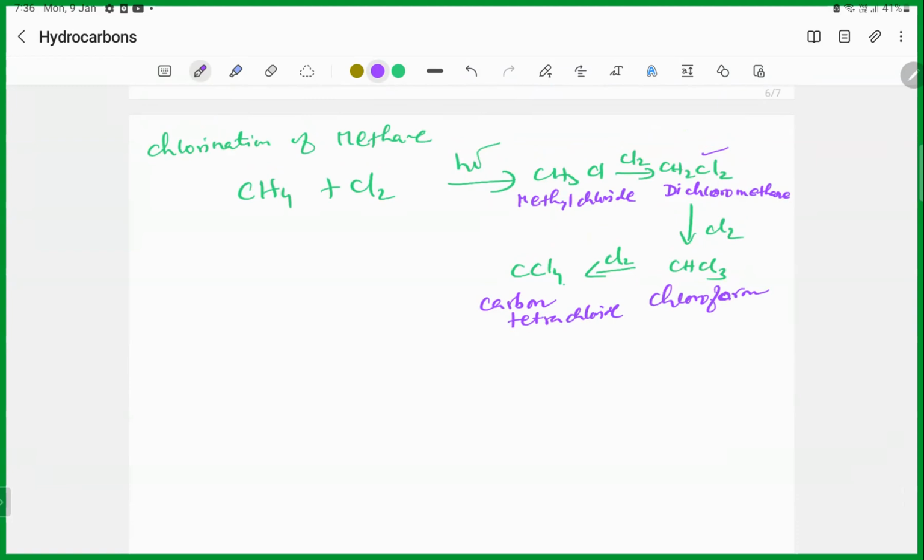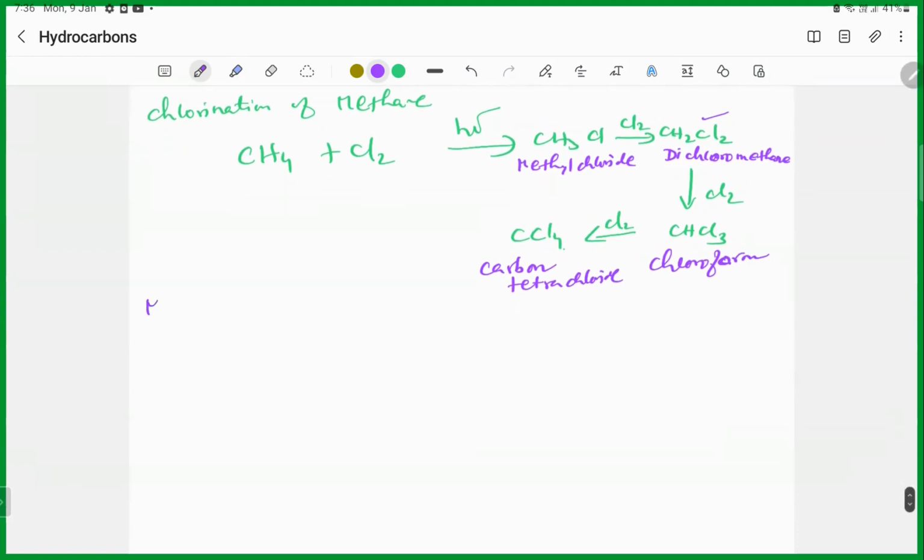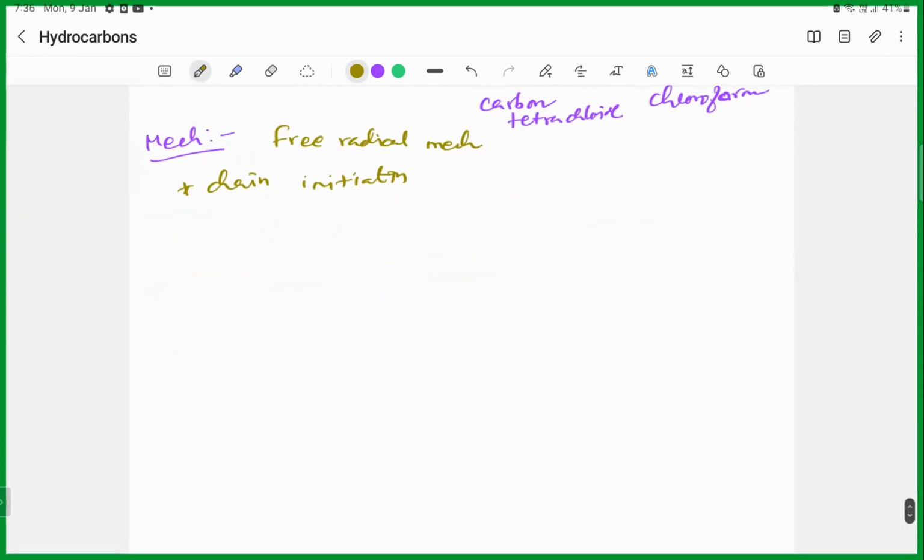How the reaction is happening, that we have to find out. So when you are seeing the mechanism of the reaction, it will undergo free radical mechanism. What is free radical? A species with an odd electron is called a free radical. The free radical mechanism always undergoes these steps: chain initiation, chain propagation, and then chain termination.